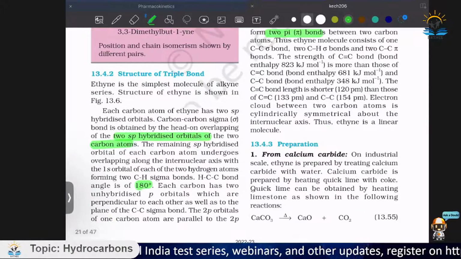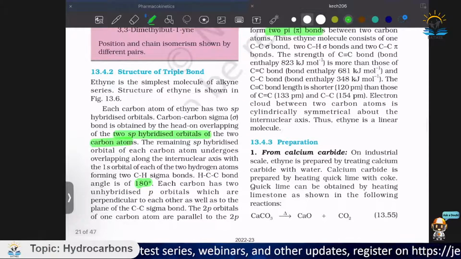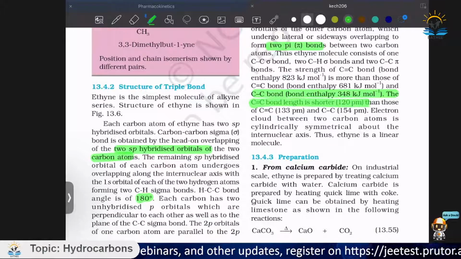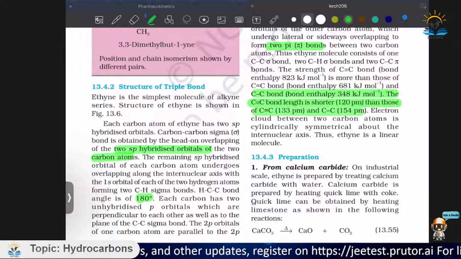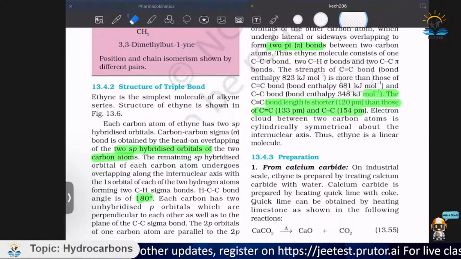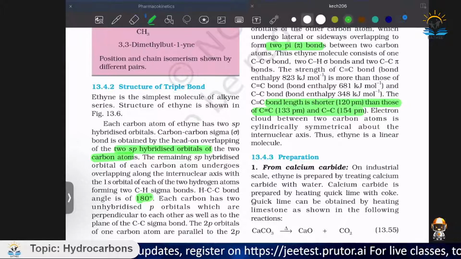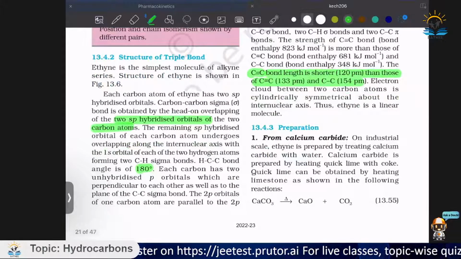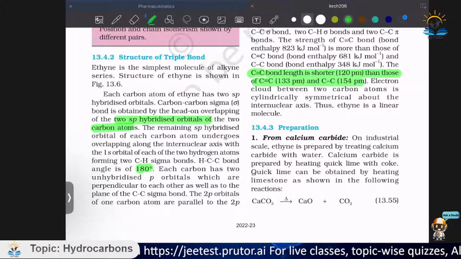Bond enthalpy they have given, it's not important. Bond length: definitely a triple bond is shorter than a double bond and single bond. They have given the values for the triple bond, for the double bond, for the single bond, which is the longest. Triple bond is very strong, so the attraction is really huge, so the bond length will decrease. Bond strength is very high, that is why the attraction is huge, bond length is less.